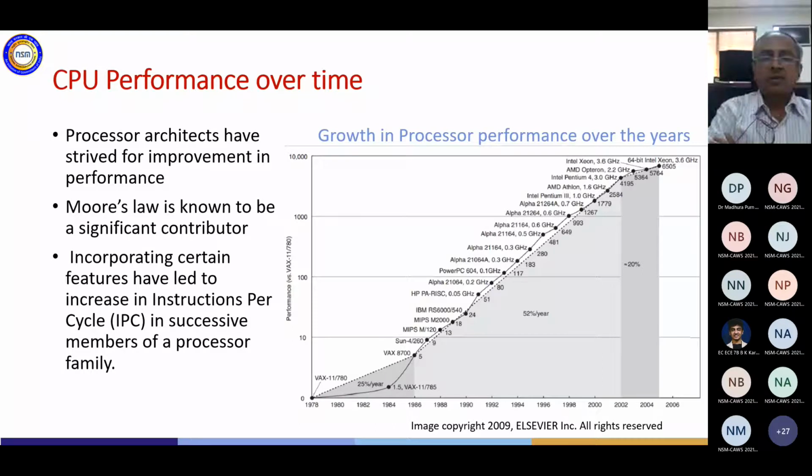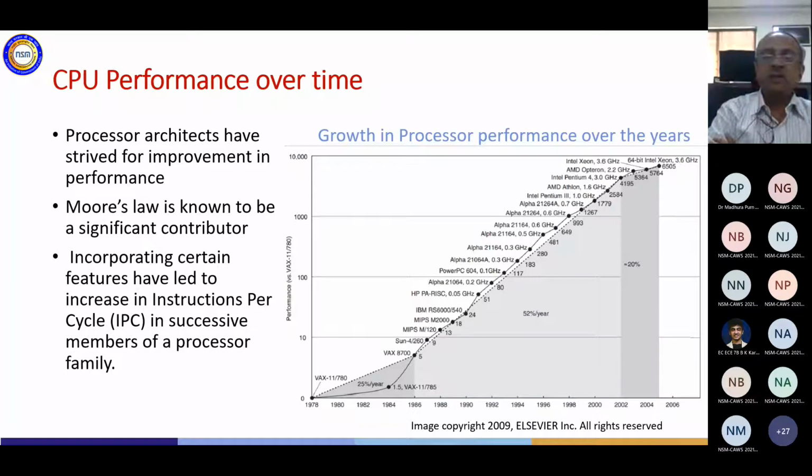And as you can see, initially the per year growth rate in terms of performance was something like 25% per year. So if you start at 100, it becomes 125, then 25% of 125 is added to that. Like this, it kept on growing.